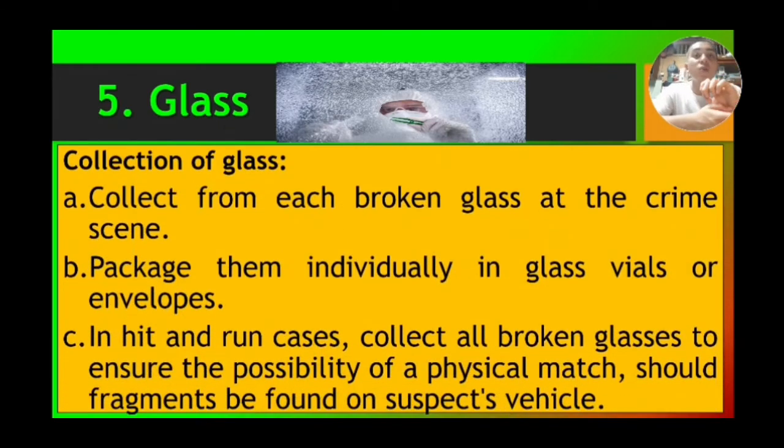Glass. Glass can usually be found in robberies. So here are some ways how to collect glass. A. Collect from each broken glass at the crime scene. B. Package them individually in glass vials or envelopes. C. In hit-and-run cases, collect all broken glass to ensure the possibility of a physical match should fragments be found on suspect vehicles.